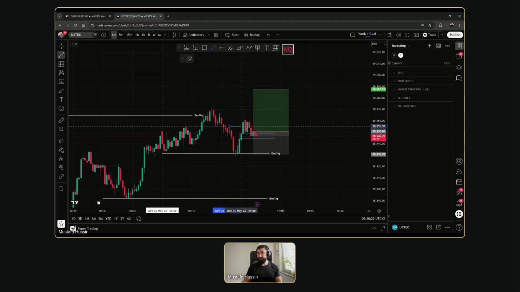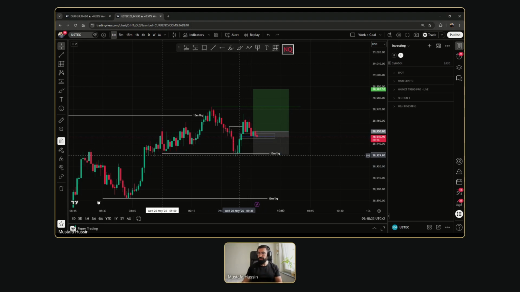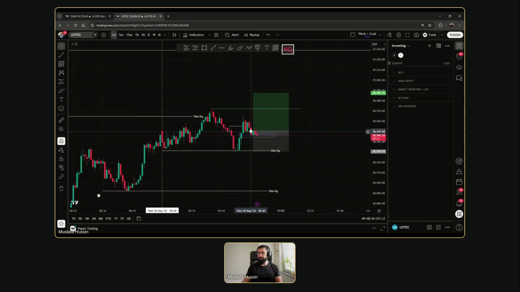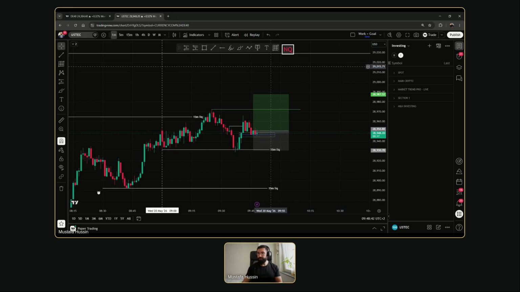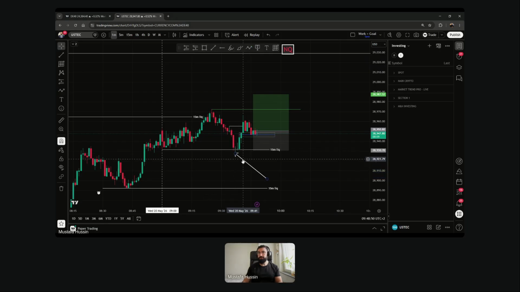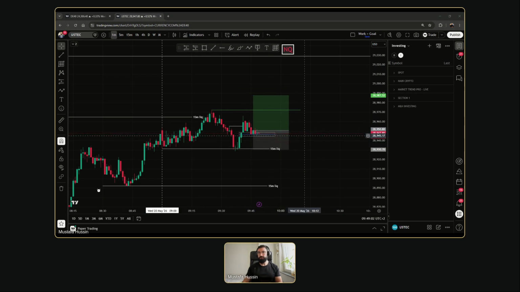We have a breakout structure right there on the 1 minute. We have a clean fair value gap reaction, and we have a clean liquidity sweep on the 15 minute. This is a beautiful entry. However, the stop loss is set to this one right here. I would like to have it at the bottom of the wick. It's respecting the fair value gap area.